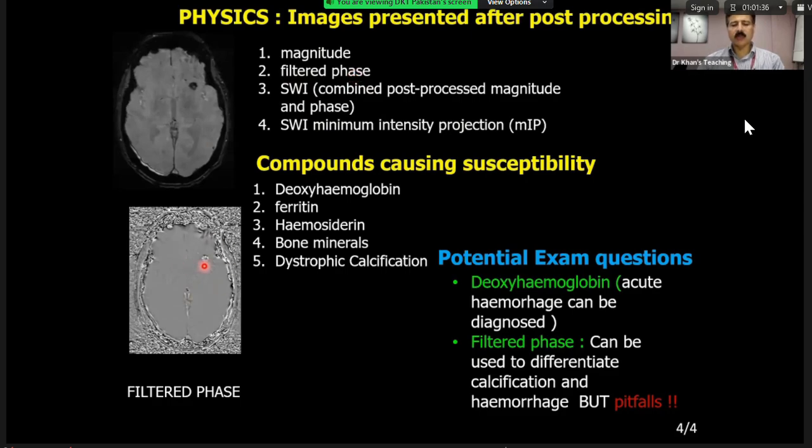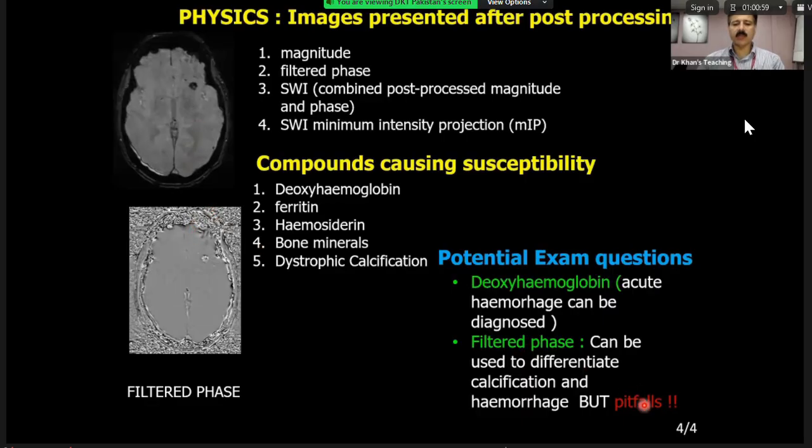And basically, you have to develop your eyes on your own scanner because it's very complex. Physics is complex, and then windowing and inversion of images and things like that. That is why I say it is beyond FRCR 2B. But if the examiner asks you, at least you should know this theoretical answer, that yes, a filtered phase image can be used to differentiate between calcification and hemorrhage on a susceptibility weighted image.